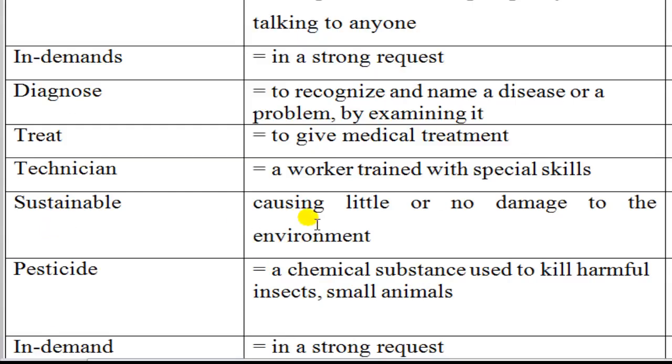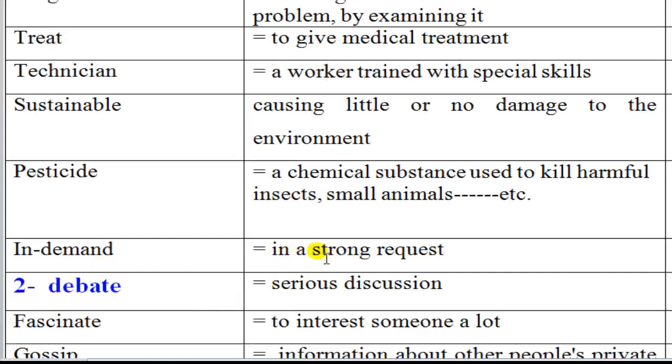Sustainable, causing little or no damage to the environment. Sustainable, without damage to the environment. Pesticide, a chemical substance used to kill harmful insects, small animals, etc. In demand, in a strong request. So the word here is repeated again.